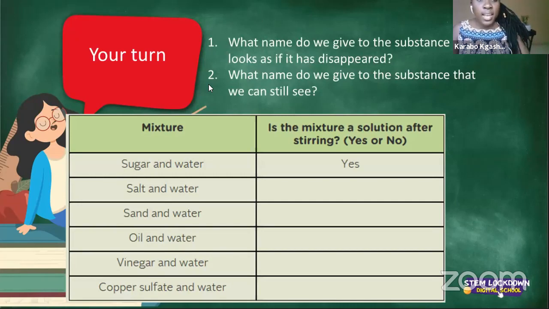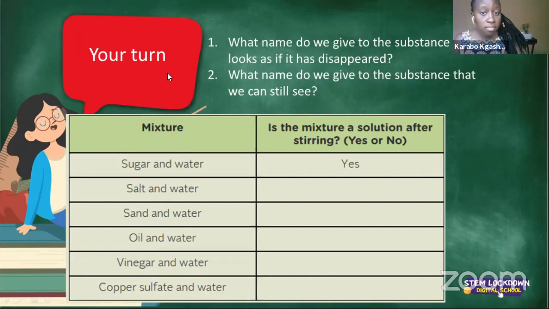All right. Now I want you to look at this table. The first one is sugar and water. After stirring, would sugar and water be a mixture or a solution? Right. Would sugar and water be a mixture or would it be a solution? It would definitely be a solution. All right.